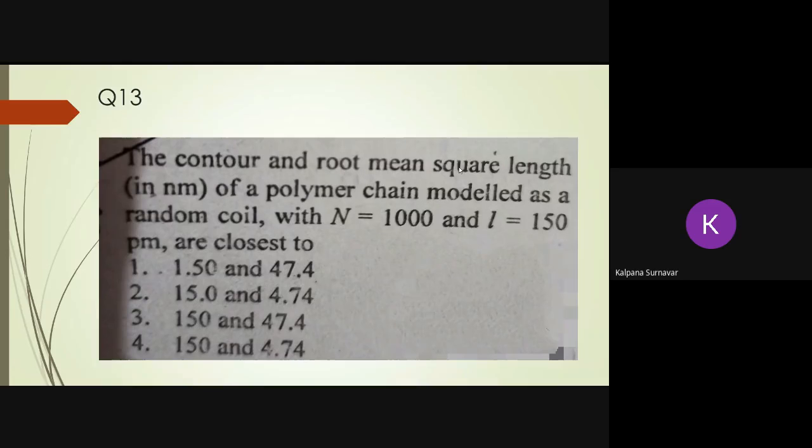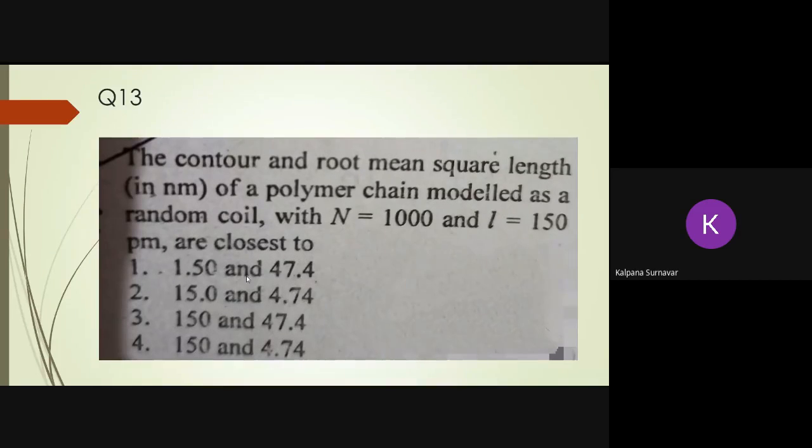See, in the problem we have to calculate the contour and the root mean square length of a polymer, and the length can be calculated in nanometer. The polymer is in the form of a random coil, and the number N is given, which is equal to 1000, and the length of the polymer is given as 150 picometer. Now we have to convert this picometer into nanometer initially. So 150 into 10 raised to minus 3 becomes nanometer. N remains as it is, 1000. So now we are going to solve this problem, and then we can check which answer is the correct answer.